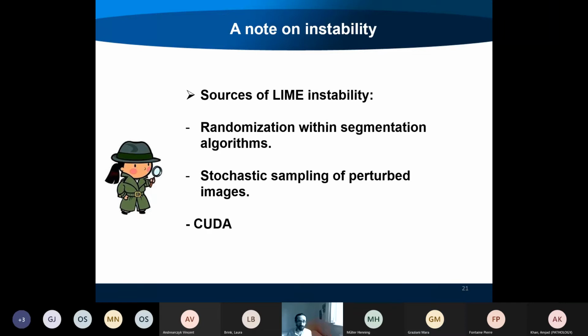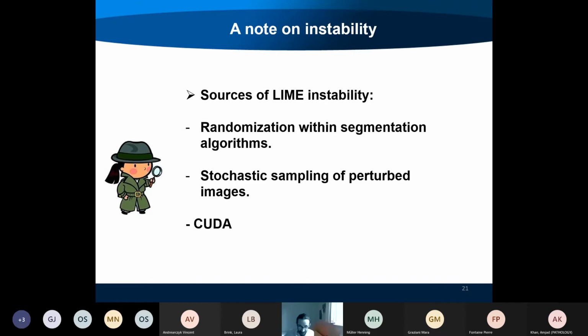So three sources of Lime instability that we noticed when we were running this. First one comes from the randomization within those segmentation algorithms. Most of them have some kind of random process internal to them. So that is one. The other one comes from Lime itself. Remember, we have to generate those perturbed images, so that is a stochastic process. On this run, you generated that perturbation; on this one, you generated different ones. You're going to get slightly different explanation weights at the end.